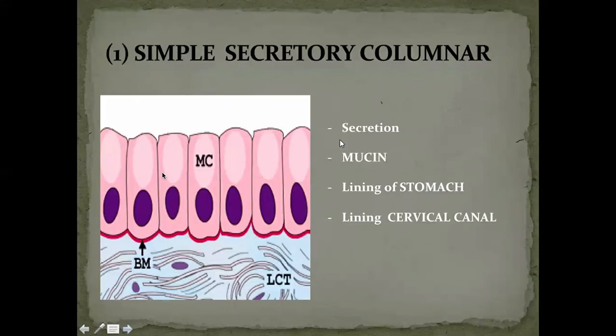So we have what we call a simple secretory columnar epithelium. So ibig sabihin, secretory, meron siyang sinisecrete. Okay, so this is one cell, one cell, one cell. The whole thing is a simple columnar epithelium. Okay, basement membrane, these are your cells, the nuclei of your cells. And these are your secretions. These are the mucin, the white one. Okay, so the mucin secretion. So they are found in the lining of your stomach and the lining of your cervical canal. Okay.